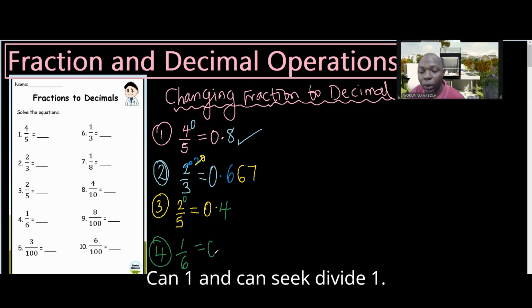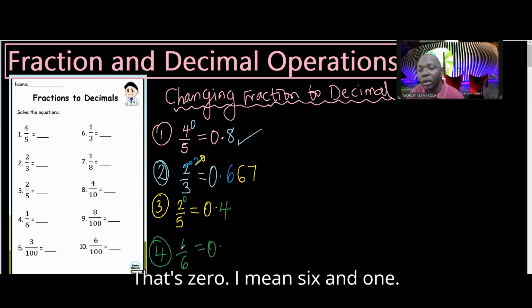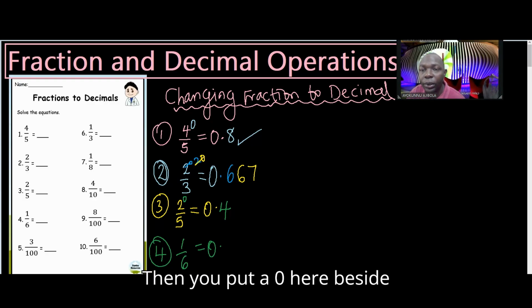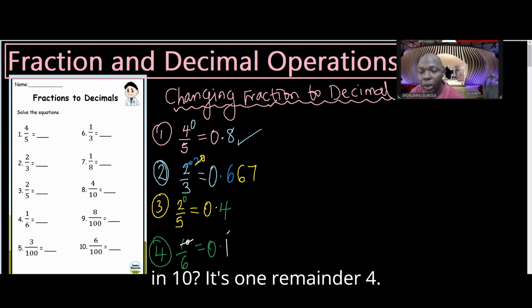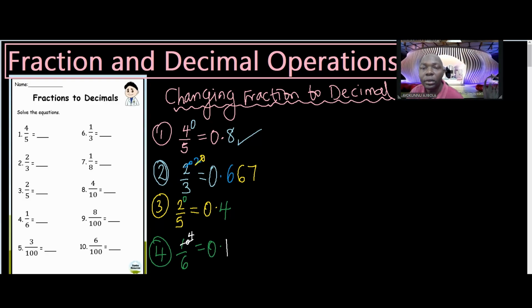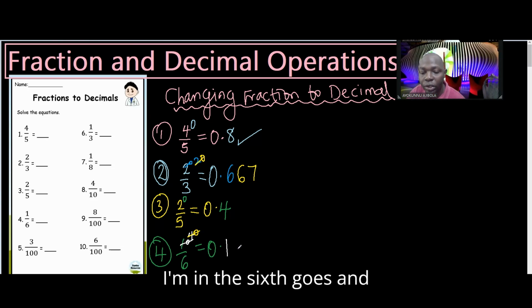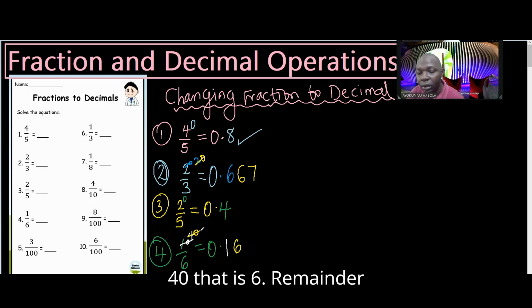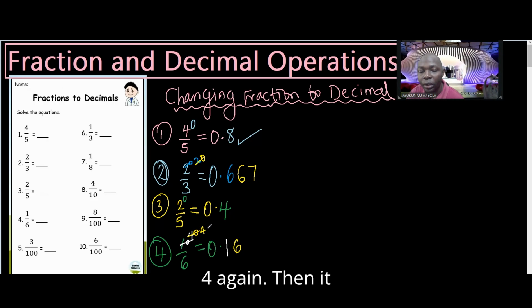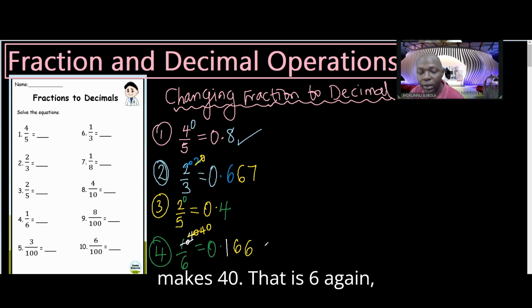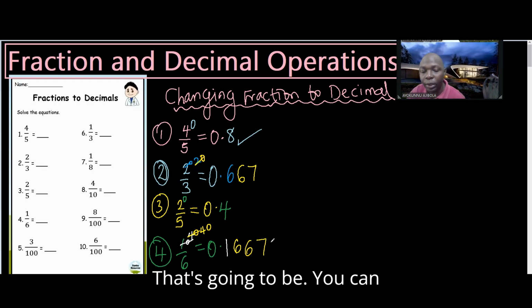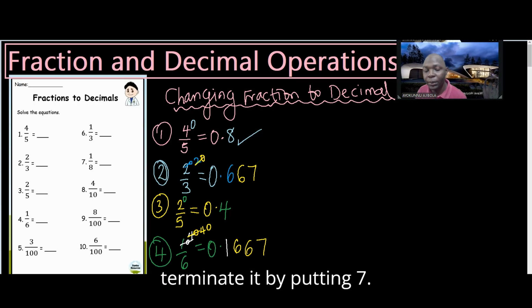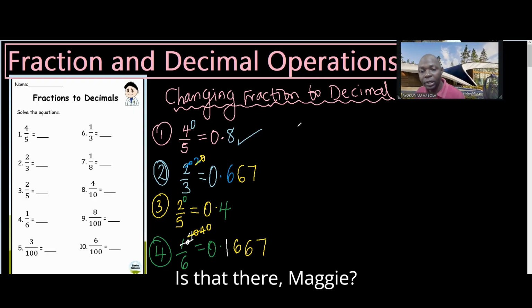Then number 4, we have 1 over 6. Can 6 divide 1? That's 0. Then you put a 0 here beside it. That's 10. How many 6 goes in 10? It's 1. Remainder 4. Then you put a 0 again. How many 6 goes in 40? That is 6. Remainder 4 again. Then it makes 40. That is 6 again. So it will continue repeating itself. We can terminate it by putting 7. Is that clear, Miggy?